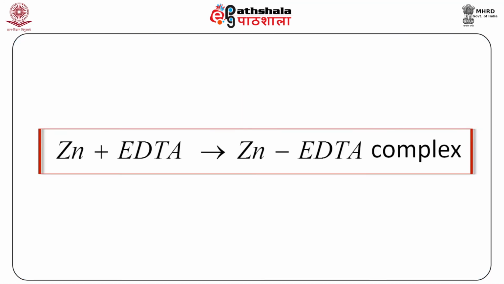This is shown over here, zinc combining with EDTA to form zinc EDTA complexes. Interfering metal may be calcium. It can also form side reactions with EDTA, chloride ion, oxide ion, ammonia, etc.